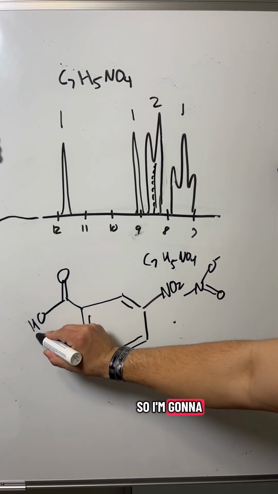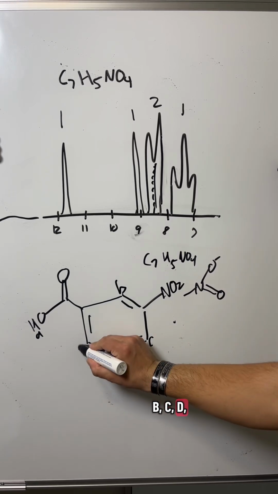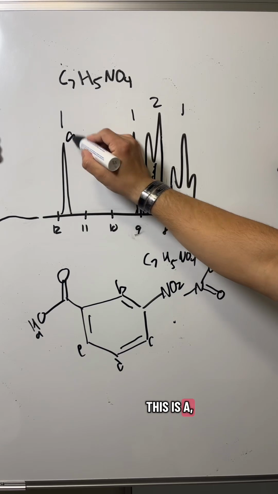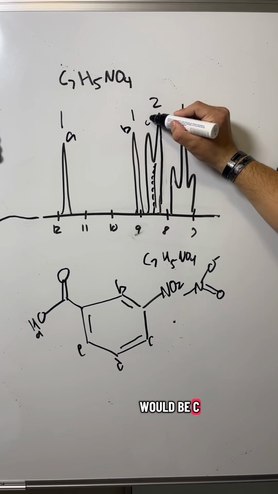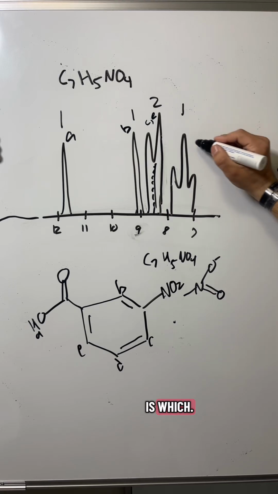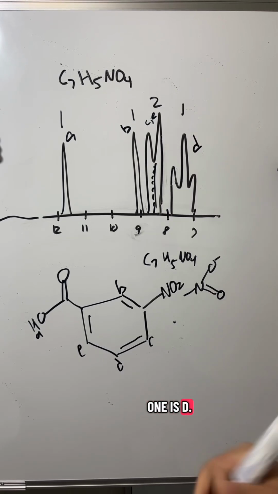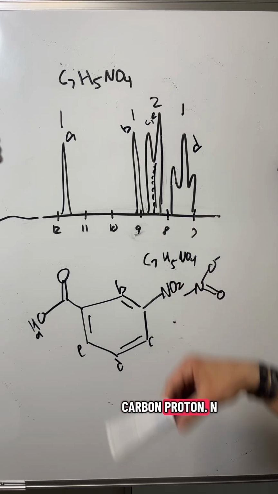So I'm going to assign A, B, C, D, E. This is A, B, and then this would be C and E, coin flip as to which one is which, and then this one is D. See, that's how you dissect proton NMR.